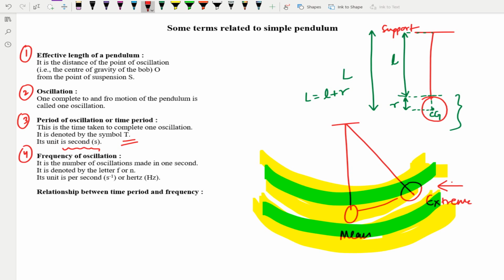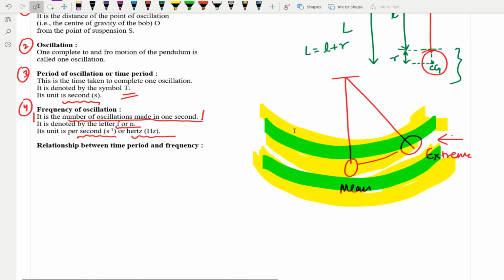Now remember, by definition, frequency means the number of oscillations made in 1 second. Number of oscillations made in 1 second. It is denoted by the letter F or N, and since it is oscillations per second, that means its unit is per second, and it is also known as hertz. Now there is a relation between time period and frequency, with which you will understand the concept of frequency better.